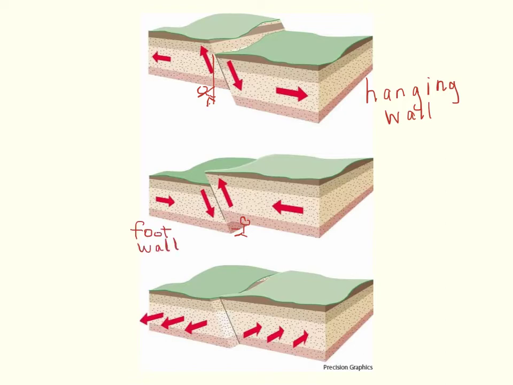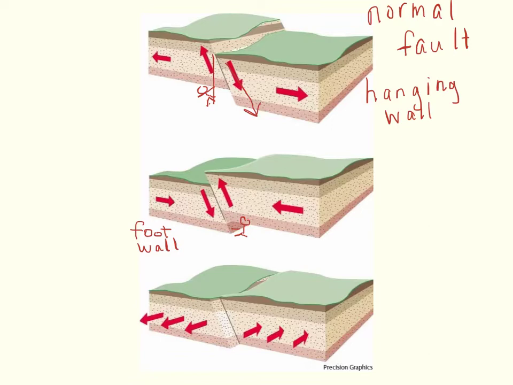So these are the three main types of faults. The fault on the top is called a normal fault. And the reason we can tell it's a normal fault is when the hanging wall moves down. So you can see there's a down arrow right there. So when the hanging wall moves down, it is called a normal fault.